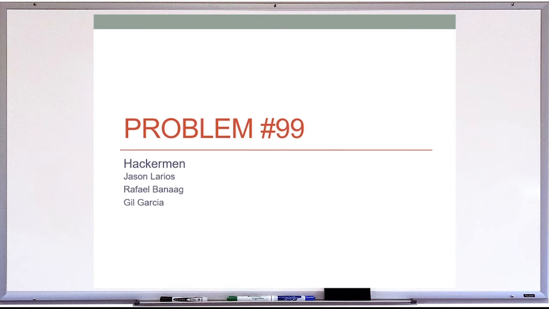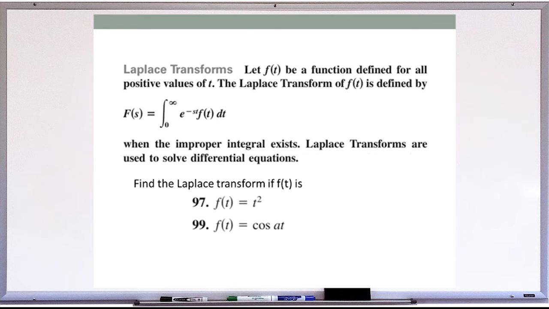Hello, my name is Jason Larios, and I will be going over problem number 99, Laplace transforms. Let f of t be a function defined for all positive values of t. The Laplace transform of f of t is defined by this integral, F of s, when the improper integral exists. Laplace transforms are used to solve differential equations. Find the Laplace transform if f of t is cosine a times t.